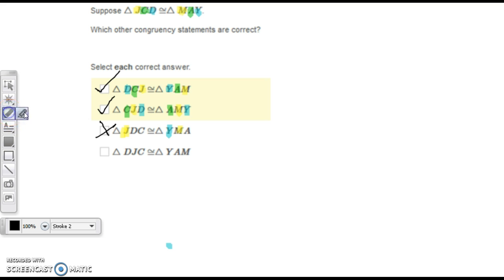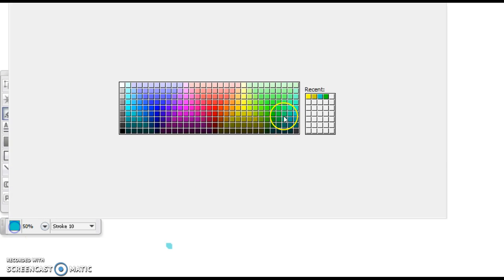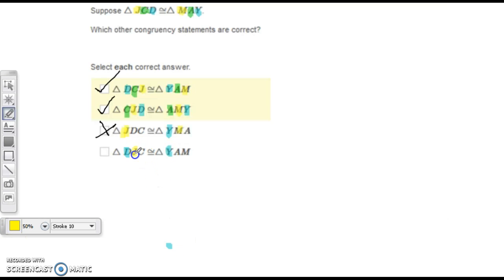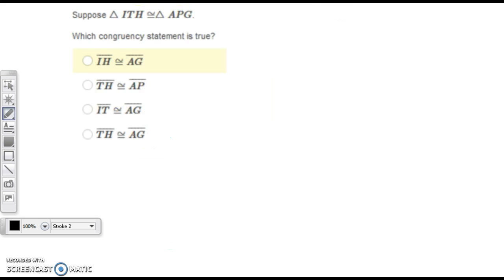All right, and then if we check the next one, D is blue and it's supposed to correspond to Y, which it does, so that's good. And then we have J is yellow and it's supposed to correspond to M. Womp womp. All right, so that does not work. So you're just checking to make sure that the corresponding parts go together.